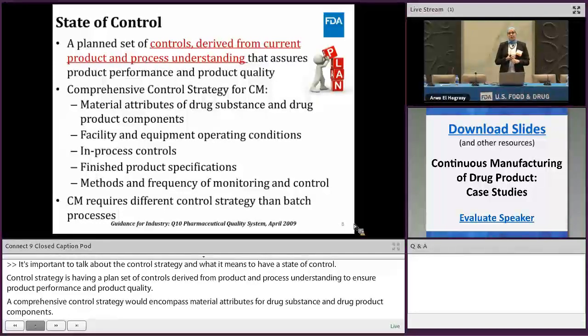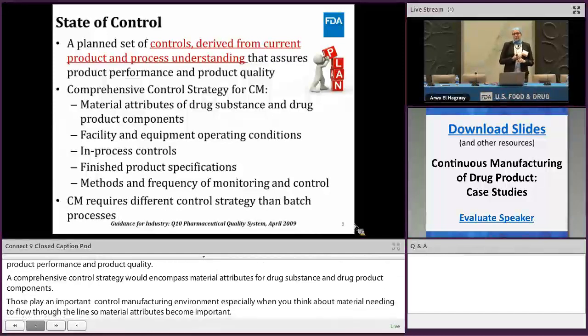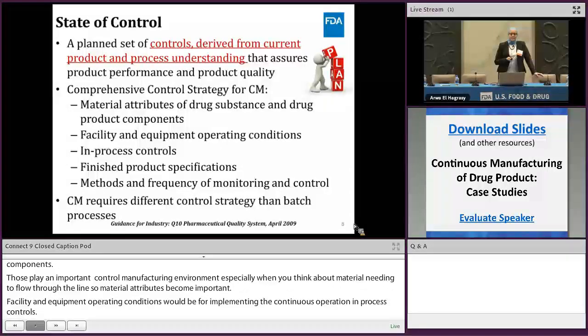Facility and equipment operating conditions would also be included for implementing the continuous operation, in-process controls, finished product specifications, as well as the methods that are used for monitoring and the frequency of monitoring. As I said, CM requires a different control strategy than batch processes.